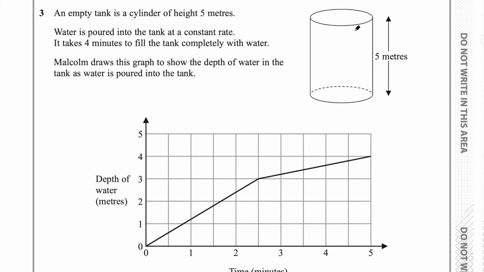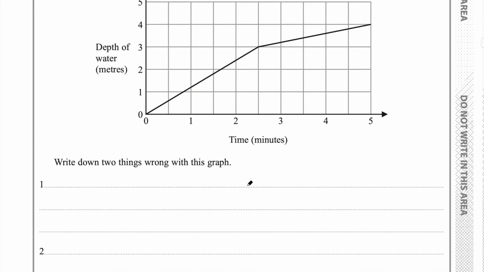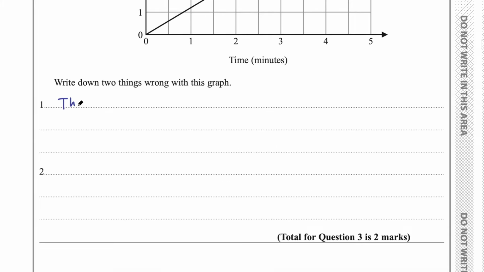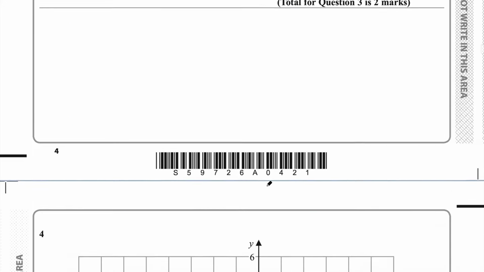Okay, so here we have the tank. We're pouring water in at a constant rate. So therefore this line should be a straight line. It should be increasing at the same rate for the entire 4 minutes. Also, this graph should end at 4, 5, not 5, 4. Okay, so they're the 2 things I'm going to write down. The graph should be a straight line as it's filled at a constant rate. And the second one, the graph should end at 4, 5, not 5, 4. So that was question 3 for 2 marks.